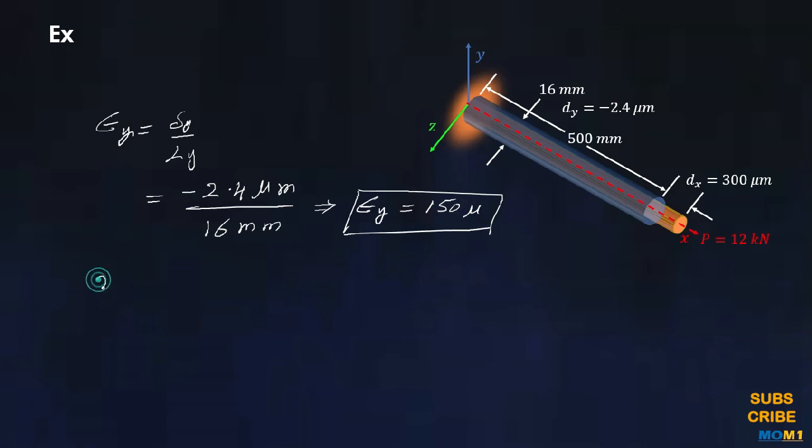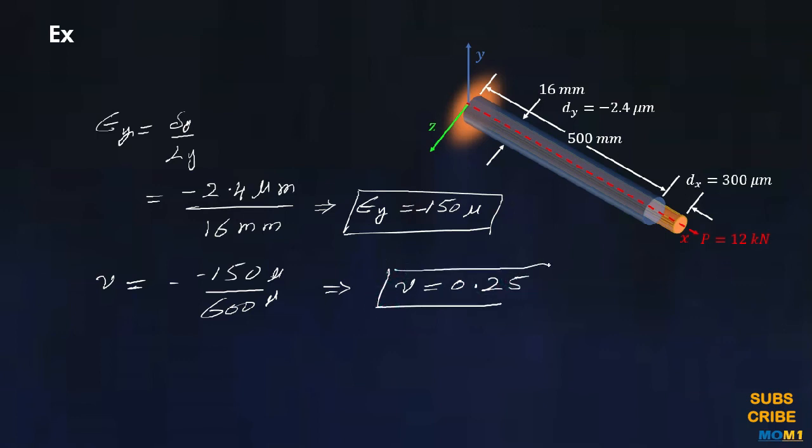Now we can calculate the Poisson's ratio, that is minus, now this is minus 150 upon 600 microns. So we get the value of Poisson's ratio that is 0.25. Now again this is a dimensionless property of the material.